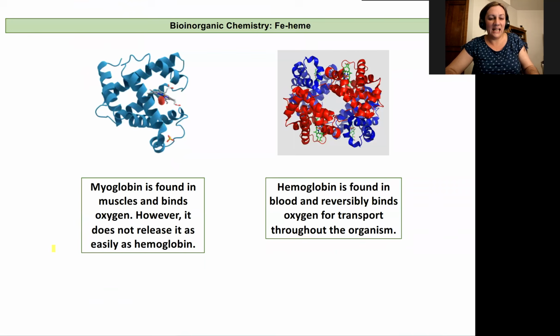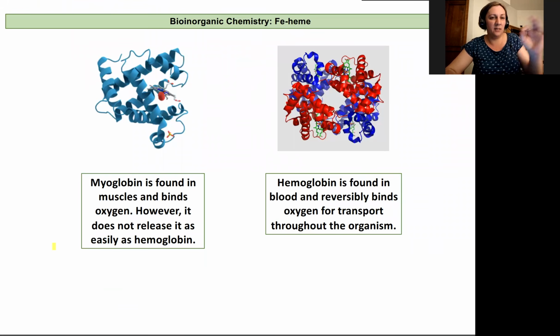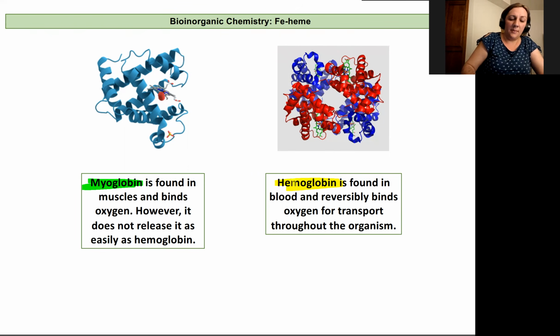All right, so looking at iron hemes specifically. Heme is what we're going to call that porphyrin ligand around an iron. We've got two different versions we're going to look at: hemoglobin and myoglobin. And they are found in different parts of the body. Hemoglobin is found in the blood, and its job is to reversibly bind oxygen and transport it throughout the body.